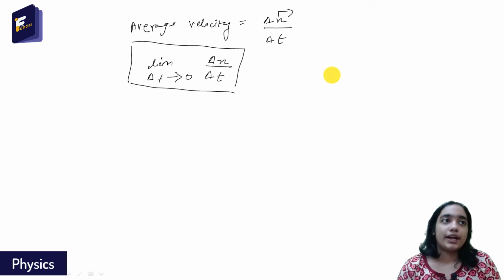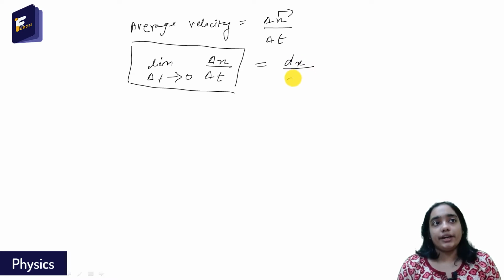Another way of writing this is dx by dt. Delta x is replaced by dx, and delta t by dt. When I write delta, that means a big change. This is the symbol for a big change.